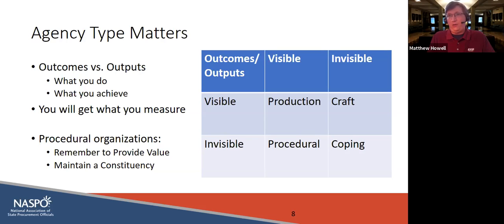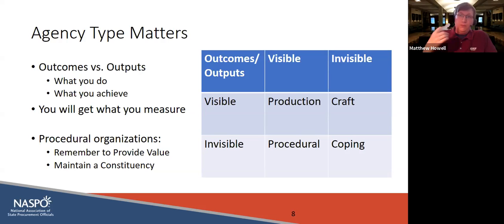Wilson calls that scandal. And scandal is bad for procedural organizations, because if all you can show is that you're following procedures and you have a big scandal of people violating procedures, you have nothing else to fall back on. You have no way to say, okay, all right, some T's didn't get crossed, some I's didn't get dotted, but we are still providing value to agencies.